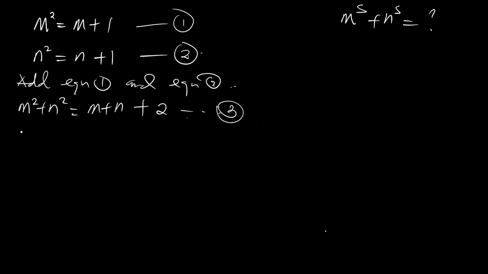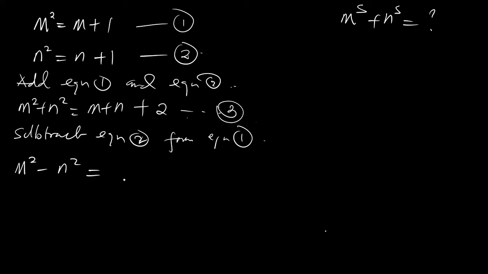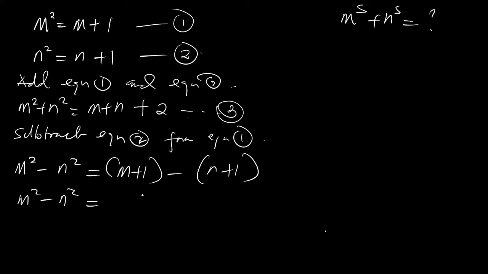Now let's subtract equation 2 from equation 1. If you subtract, you have m squared minus n squared is equal to m plus 1 minus, open the bracket, n plus 1. Minus times plus is minus 1, so this one will cancel out. You now have m squared minus n squared is equal to m minus n.